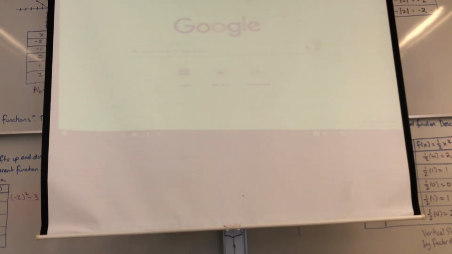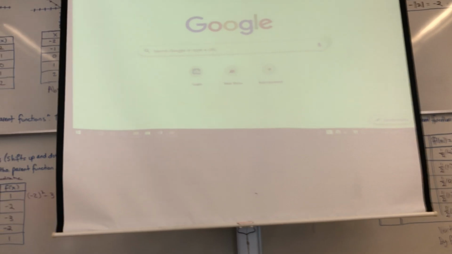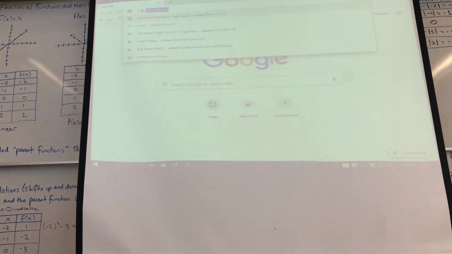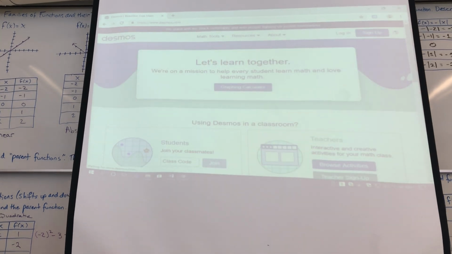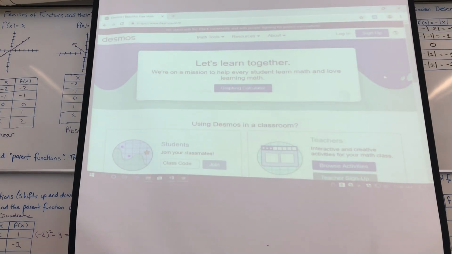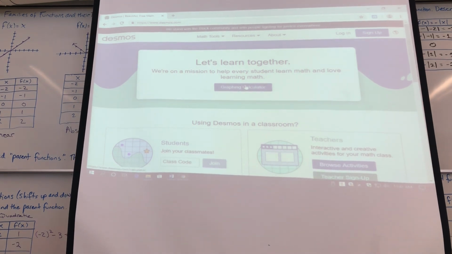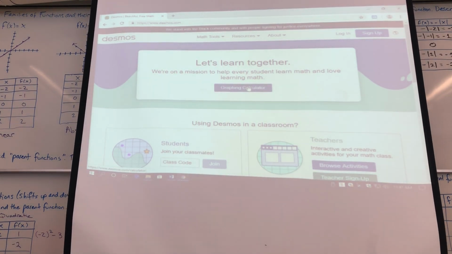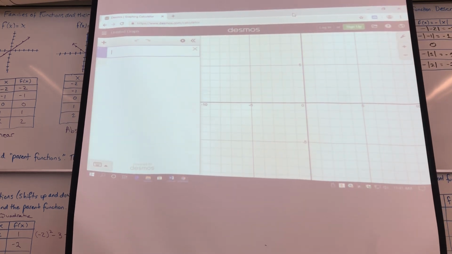Okay, so all I need to do to get to Desmos is type in www.desmos.com. And it's called Beautiful Free Math. So what I can do is I can just say graphing calculator. All this is basically a graphing calculator. So when I say graphing calculator, it's going to show up like this.